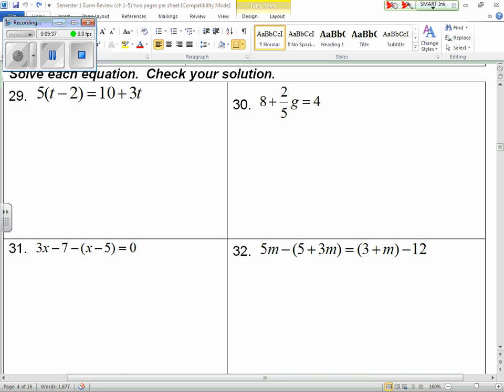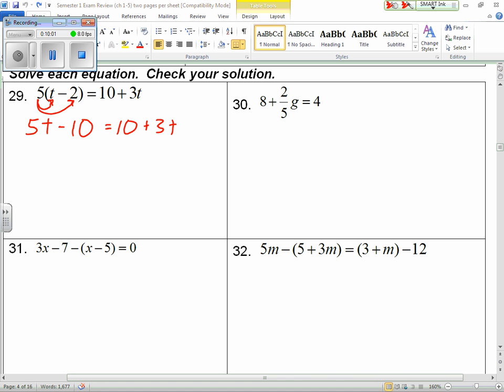Okay, 29, solve each equation and check your solution. To solve this, we first need to distribute and get rid of these parentheses. So we'll write that as 5t minus 5 times t is 5t. 5 times -2 would be a -10 equals 10 plus 3t.